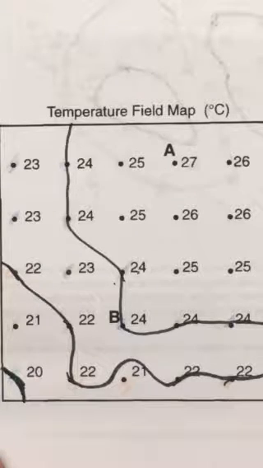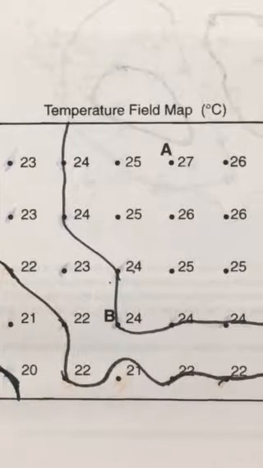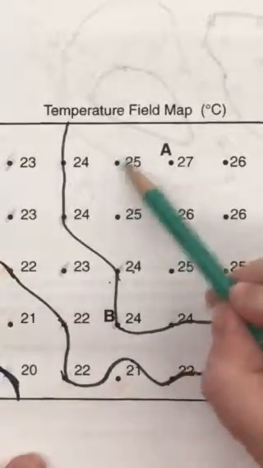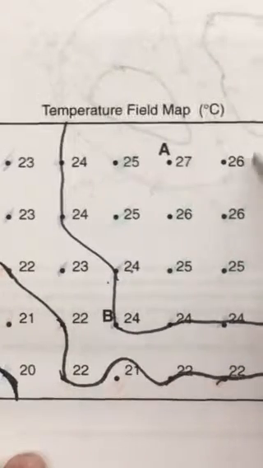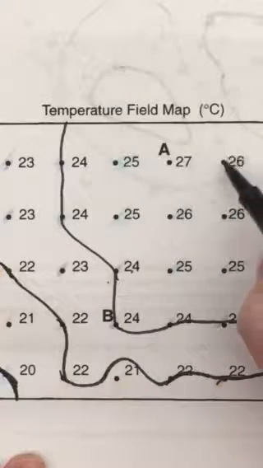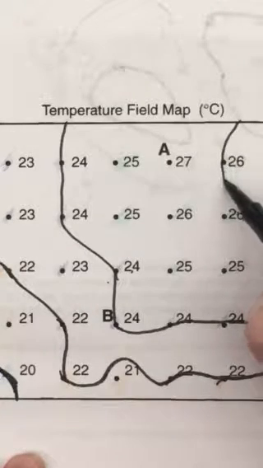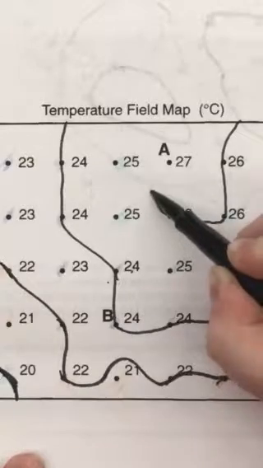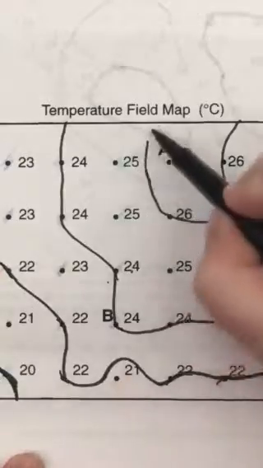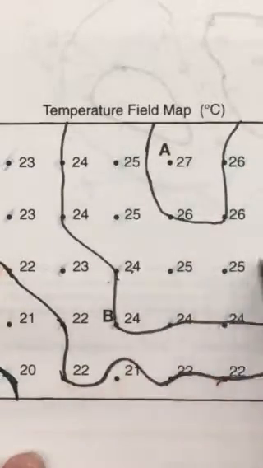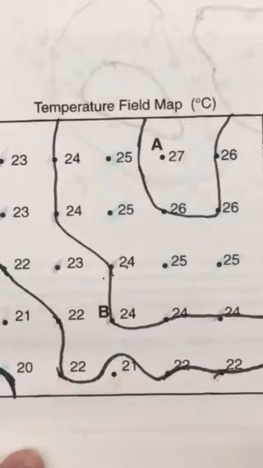The last one we're asked to do on this is the 26 isotherm. So we are going to color everything that is 26 or lower, which is essentially everything except that 27. So I need to go through the 26, through the 26, through the 26, and my 26 line is going to go between the 25 and the 27. So I'm separating everything that was shaded from that one number that's not shaded.